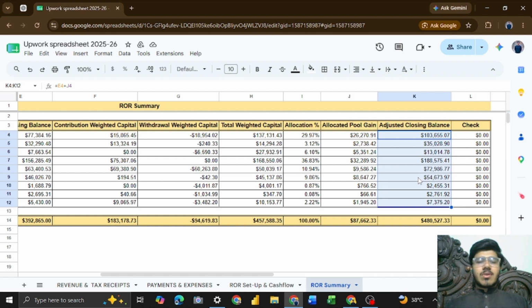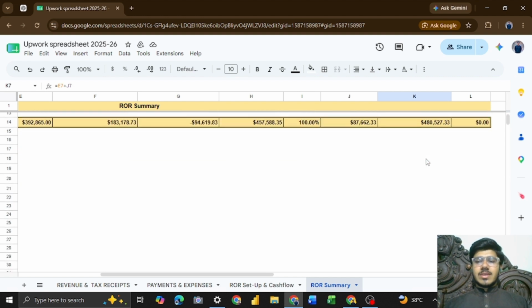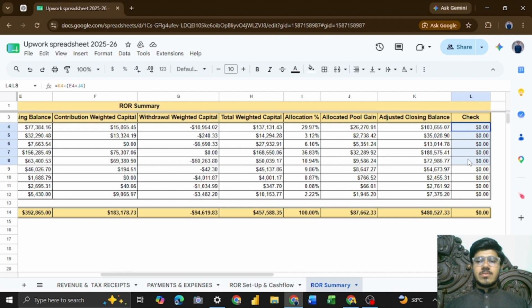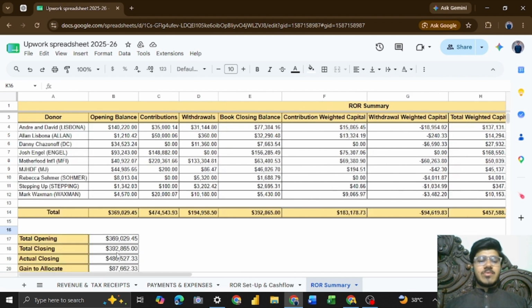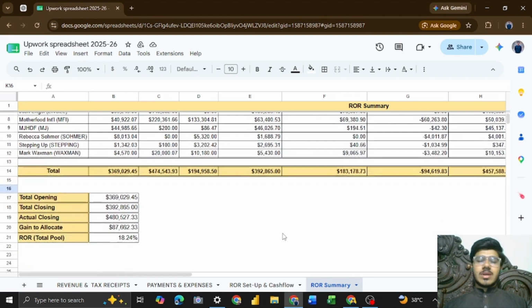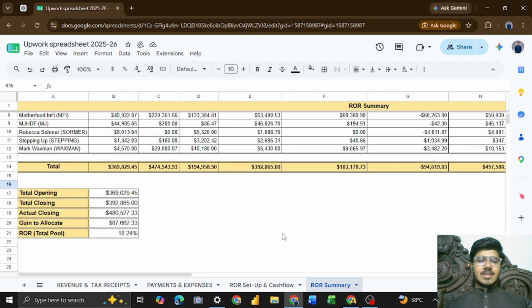So basically, all these calculations are for the previous financial year of 2025-2026. You can see all calculations are accurate, and the client was really happy with the output. So now he can very easily allocate that amount into the donors' accounts.